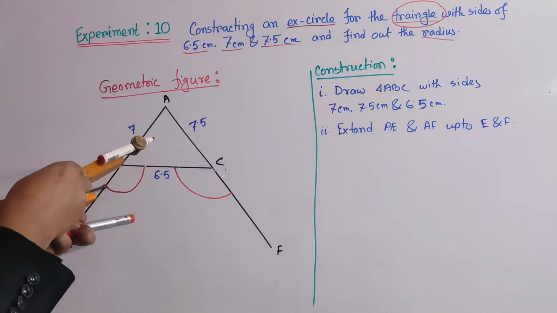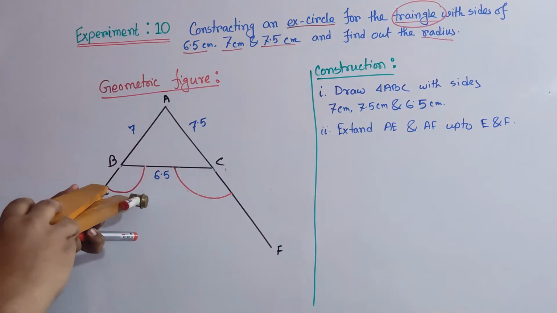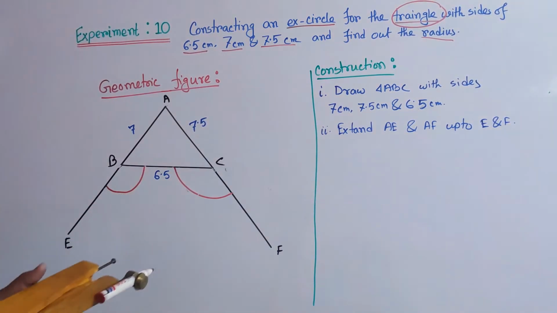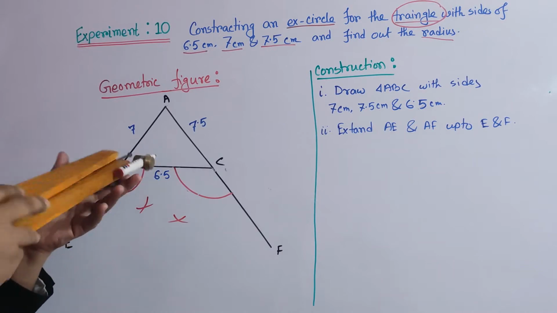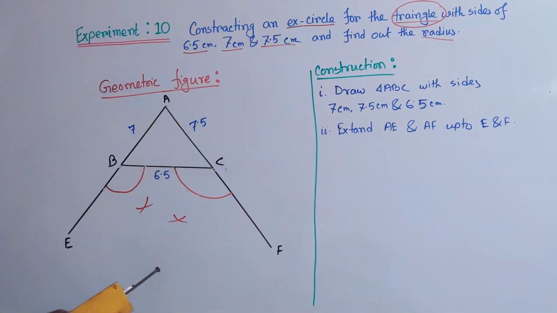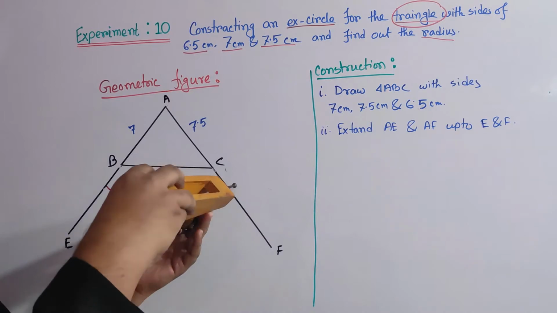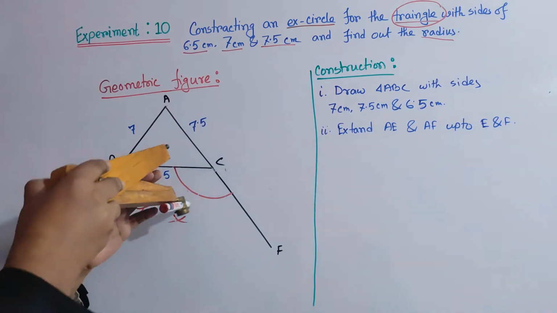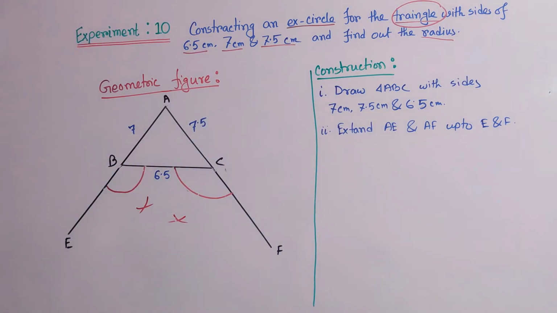How can we bisect? First take a radius greater than half, and we'll get a point like here, and this point should be here because we have done from here, and after taking this point we'll get this side. Similarly, taking the same radius from that point, we'll get the same radius in here. Now just join these two lines.